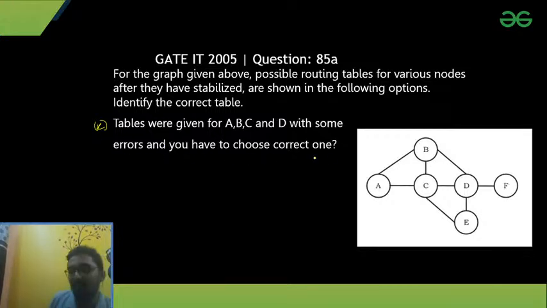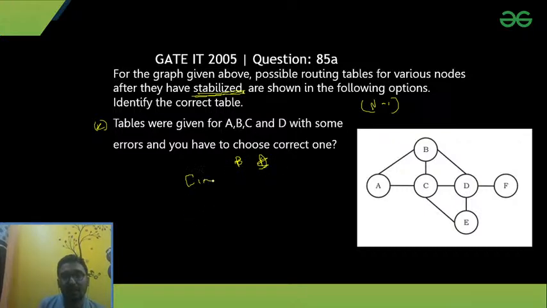What was given in the question in the examination was this graph, and they had told us that the algorithm has converged, stabilized. So what does this mean? They have reached the optimal state, or the algorithm has run successfully for n minus 1 times, and now we have the final distance vector at each node.